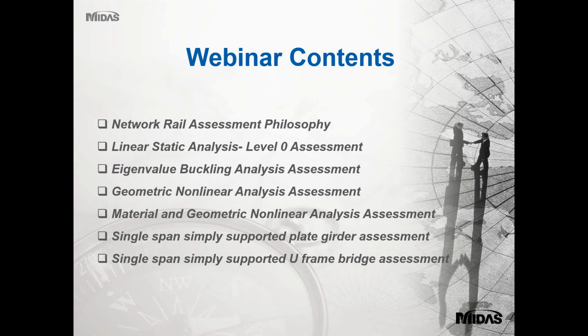So the contents for the webinar today are first I'll be discussing the rail assessment philosophy, which includes linear static analysis or level 0 assessment, eigenvalue buckling analysis, then nonlinear analysis, both material and geometric, and then we will take some small examples, one of a simply supported plate girder, and the other a U-frame bridge, again simply supported and single span.